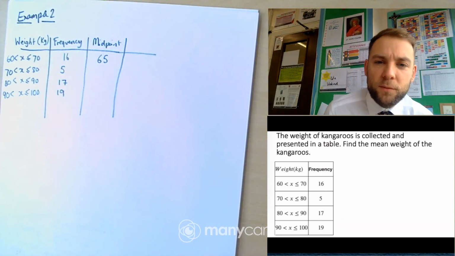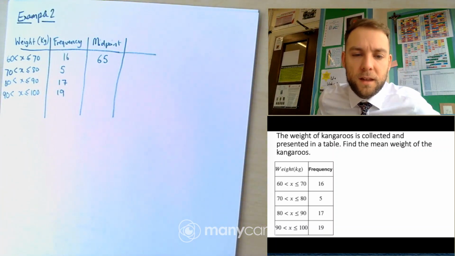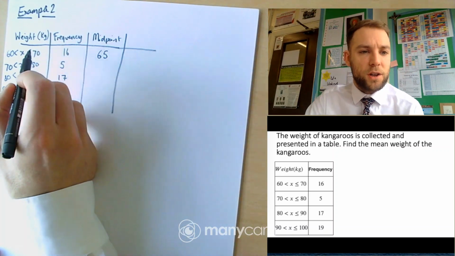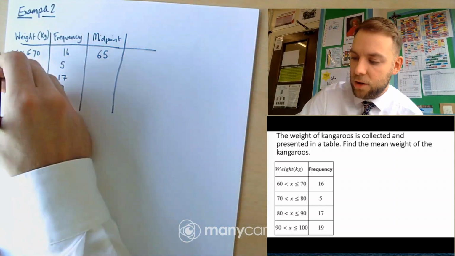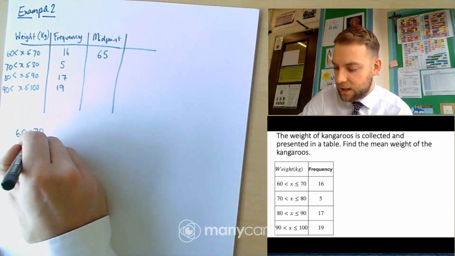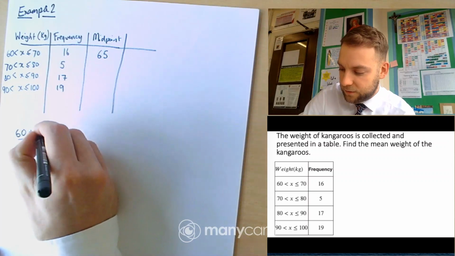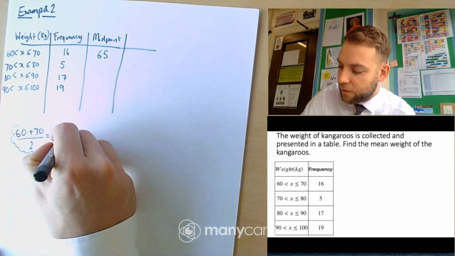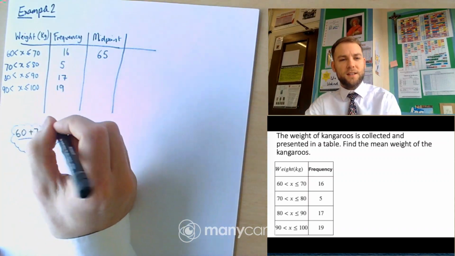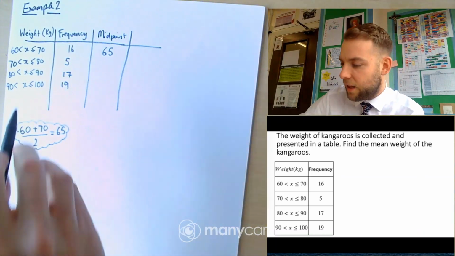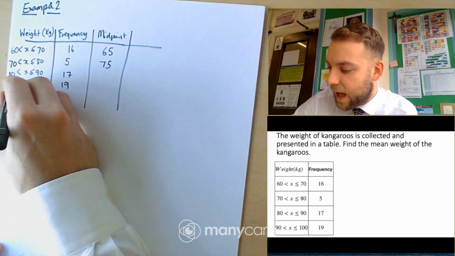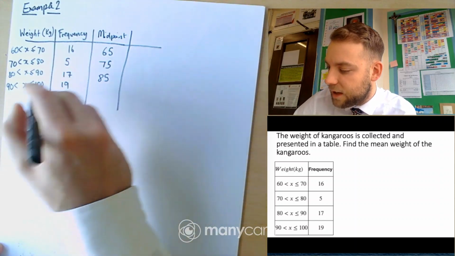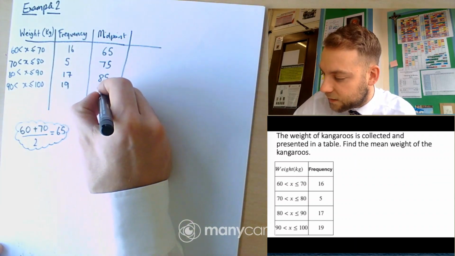However, there is a way of working that out if you're not sure. If it's a strange one, the best way is to do 60 plus 70, so the lowest plus the highest, divided by 2, which is equal to 65. And you can do that for all of them. I think we should be able to see it goes 70 to 80, which is 75, 80 to 90, which is 85, and 90 to 100, which is 95.